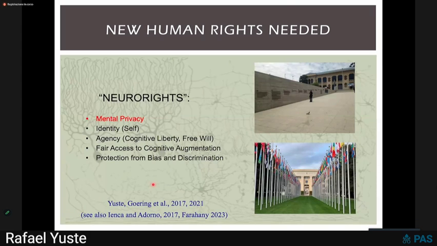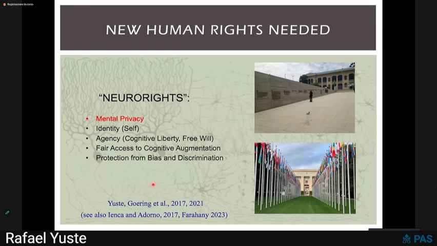We came up with five neurorights: the right to our mental privacy, so that the data from our brain cannot be decoded without our consent; the right to our own identity. Already from DBS patients in Parkinson's, there are cases where the personality of the patient has been changed with neurotechnology. The right to our own agency. This is what other people have called cognitive liberty or free will, so that the decisions taken by our own brain are not cajoled or influenced with the use of neurotechnology from the outside.